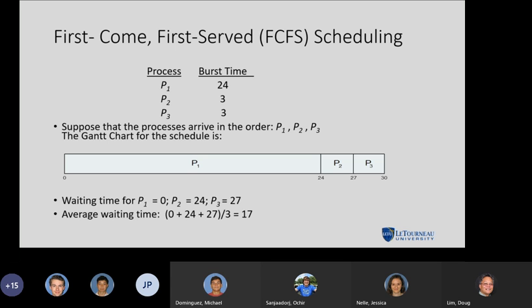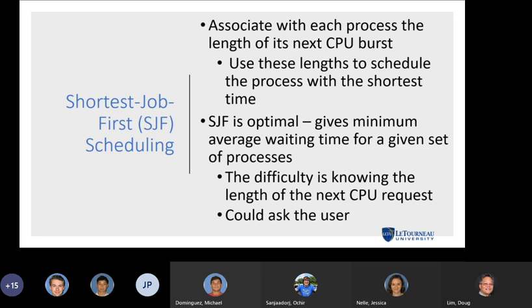Oh, 27.3. Yeah. So anyway, let's say you did P2 first. If you did P2 first, you could imagine that the average wait time would decrease. That is the idea for the shortest job first. And in fact, the shortest job first is the optimal solution, giving the minimum average wait time for a given set of processes. The difficulty is, how do we know which one is the shortest process? If we want to do the shortest process first, we have to know what the shortest process is.